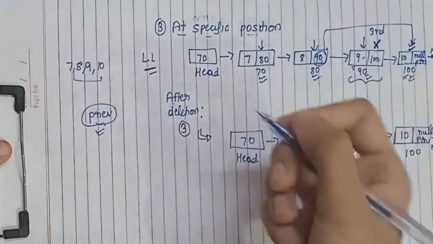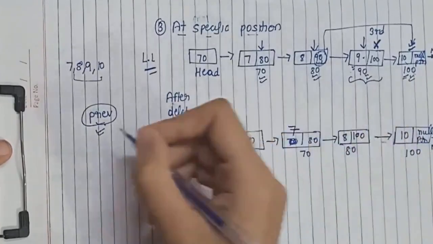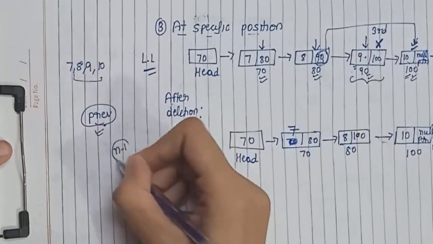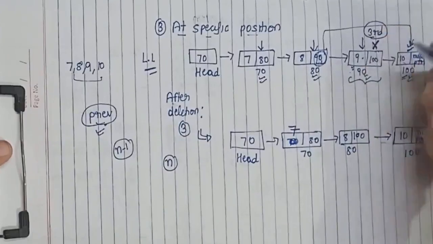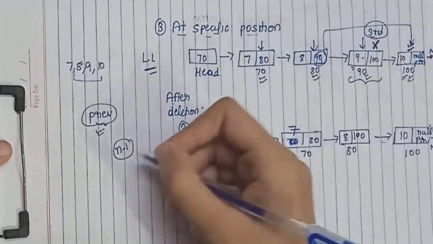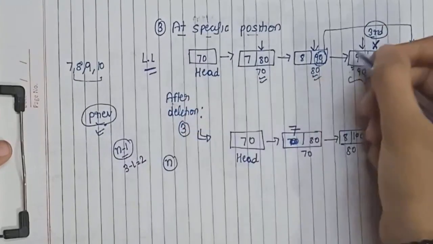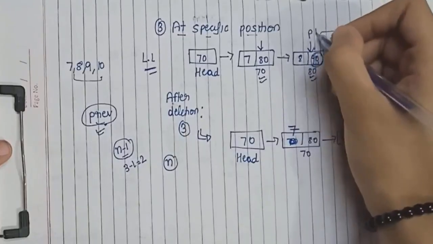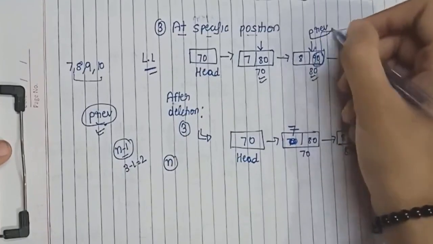That is, if I want to delete the node at the nth position, then I will bring this previous node at the n minus 1th position. So if I want to delete the node at the third position, the n minus 1 position, which is 3 minus 1 equal to 2, that is the position just before this. So I will bring the previous node pointer here.